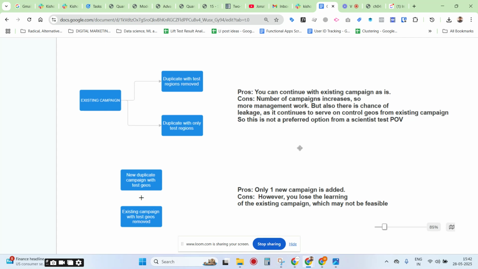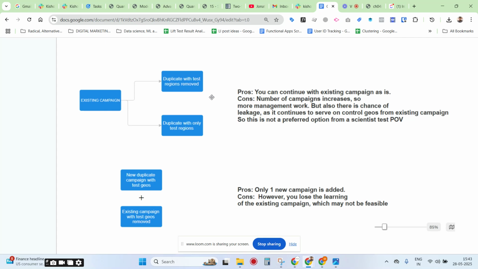The number of campaigns increases, but there's a greater chance also of leakage. You don't really want this particular campaign to be shown now to the control regions. That's the whole point of having this first duplication, where you have the test regions removed. But you already have an existing campaign with every geo, right? Because you wanted to keep it untouched, you didn't want to have that opportunity cost where you are not showing ads to that region. So yeah, that's a trade-off.